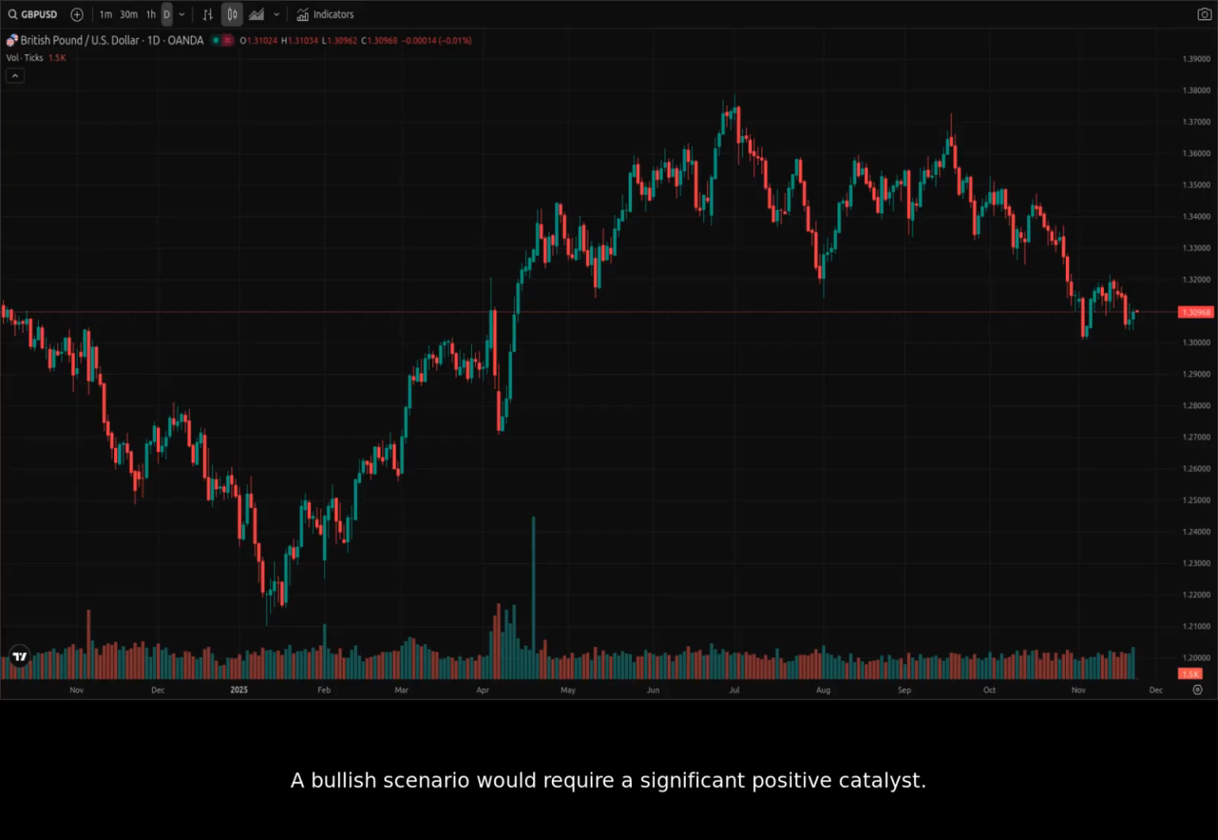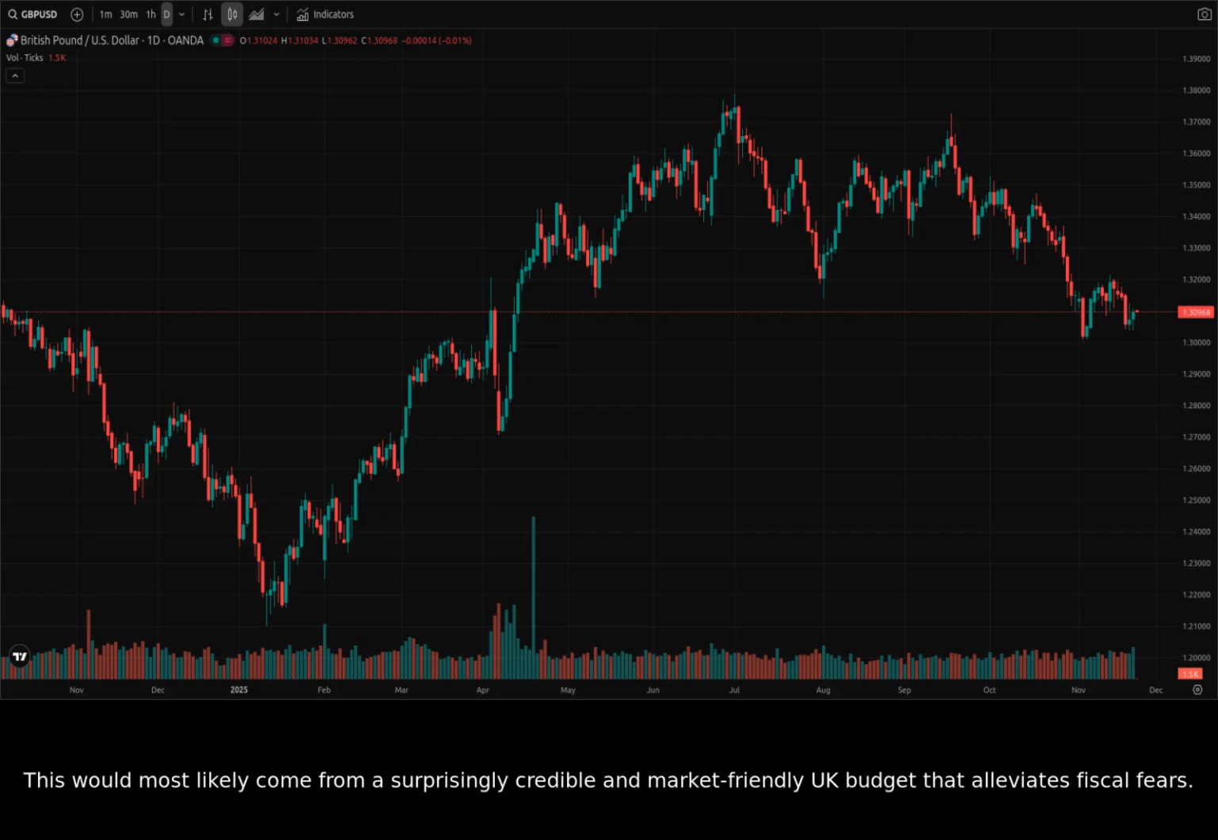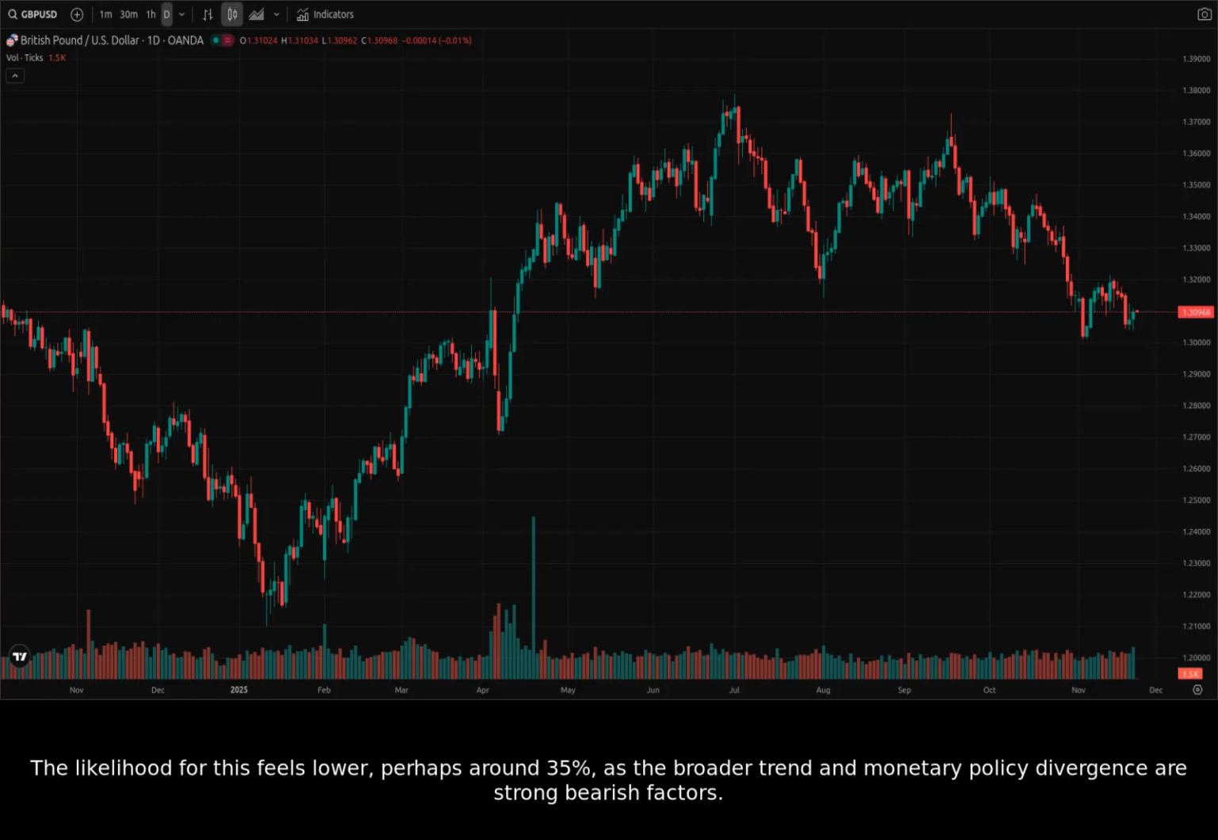A bullish scenario would require a significant positive catalyst. This would most likely come from a surprisingly credible and market-friendly UK budget that alleviates fiscal fears. In this case, we could see a short squeeze, pushing the price back above 1.3150 and toward 1.3200. The likelihood for this feels lower, perhaps around 35%, as the broader trend and monetary policy divergence are strong bearish factors.